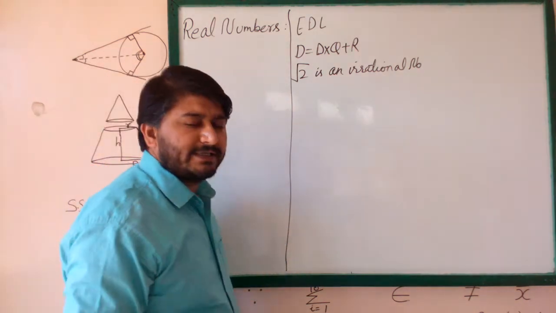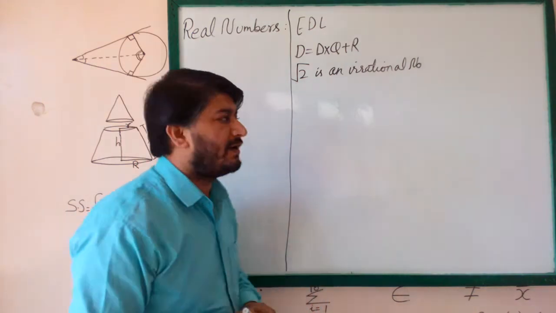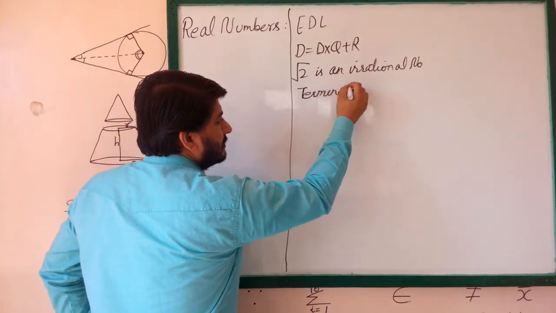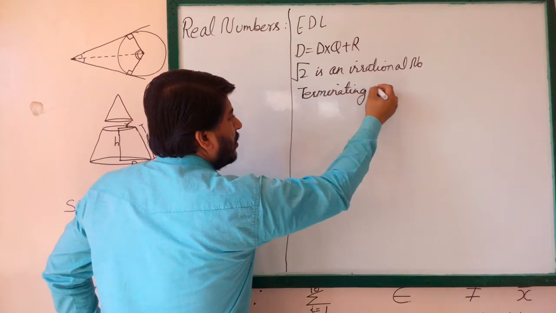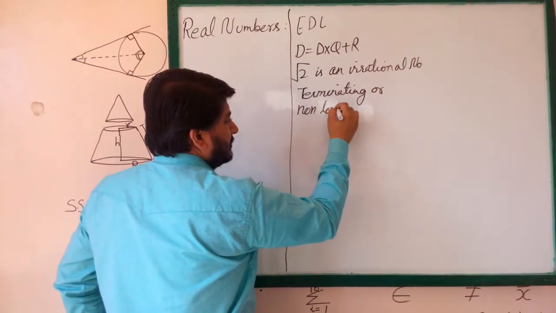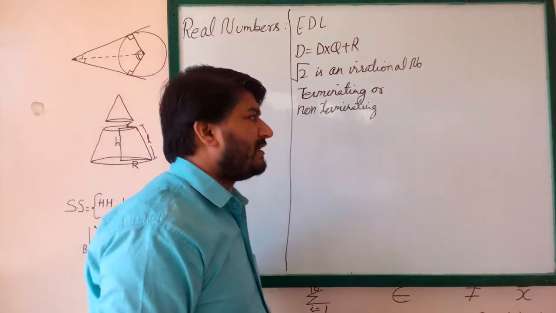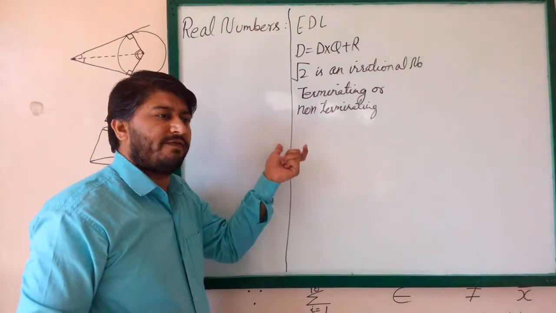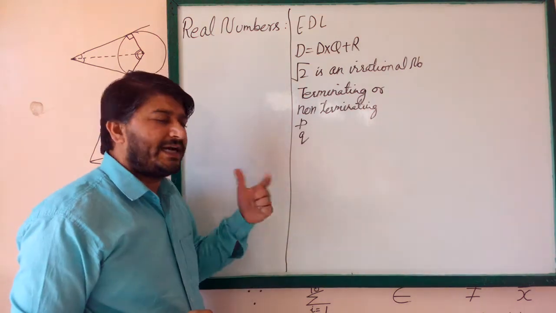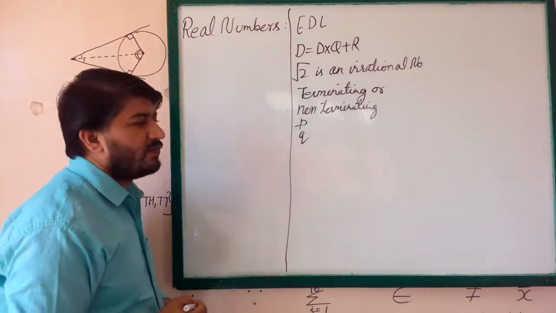Then the fourth topic in this chapter is to find the decimal expansion of a rational number. Either it will be terminating or non-terminating, and if it is non-terminating, then it will be repeating. So we will be learning about the property of a rational number p by q, which will straight away tell you whether it is terminating or non-terminating. So this was your chapter 1, real numbers.